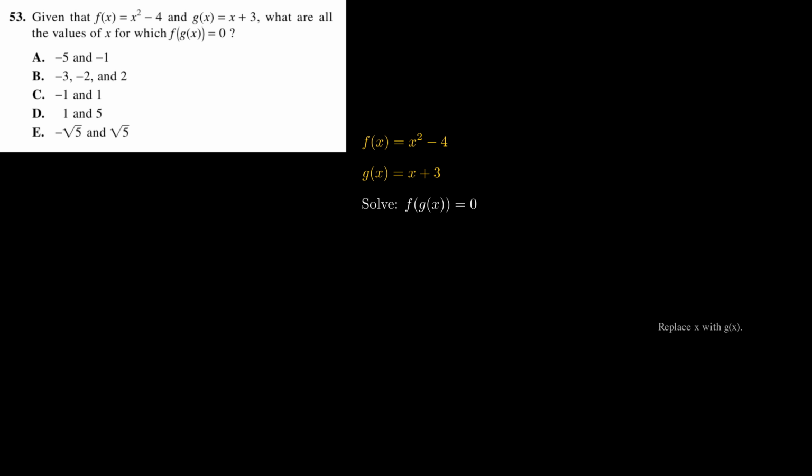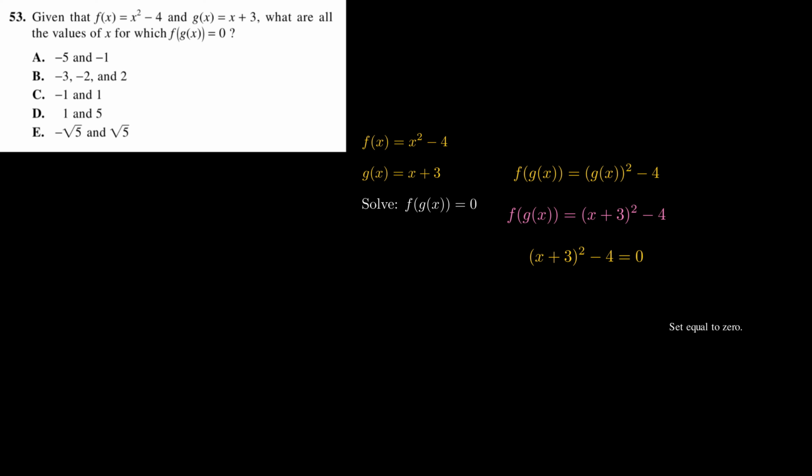Since f of x equals x squared minus 4, wherever we see x inside f, we replace it with g of x. So now we have f of g of x equals g of x squared minus 4. We know g of x equals x plus 3. So now the expression becomes (x plus 3) squared minus 4. That's f of g of x.